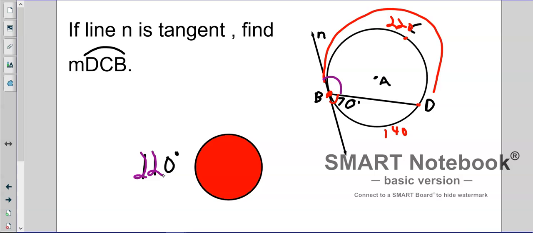Now, when I say there's two ways to go about it, the other way is to think about the fact that this line here and this chord here are a linear pair. Therefore, if I do 180 minus 70, that gives me the 110 right here. And then I double it to get the arc, 220.